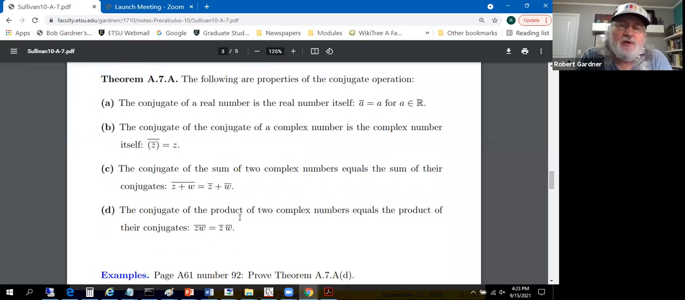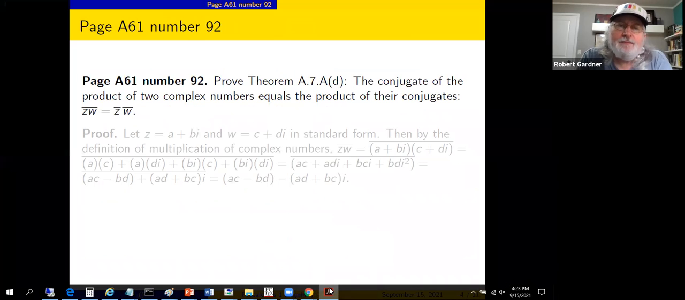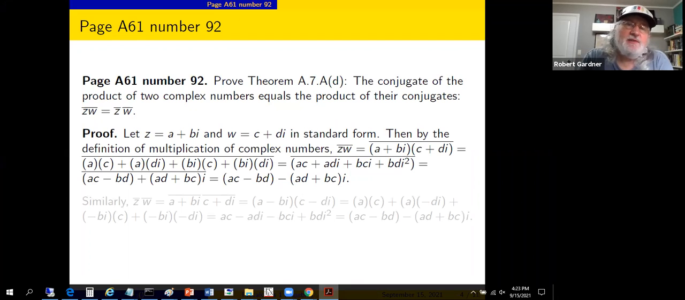The conjugate of the product of two complex numbers equals the product of the conjugates. The conjugate of z times w equals the conjugate of z times the conjugate of w. That's not surprising, but it's not immediately obvious. Let's go through proof of that. Okay, so we're going to prove this. It's not hard, it's tedious because multiplying complex numbers together is tedious.